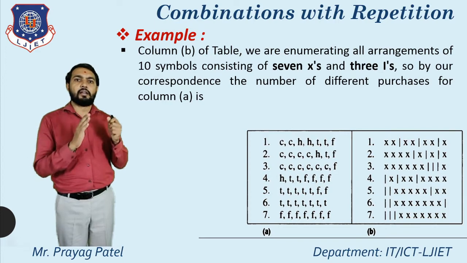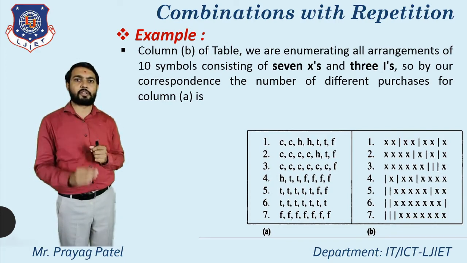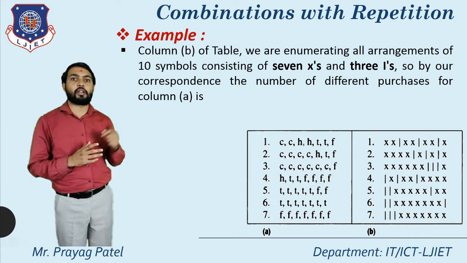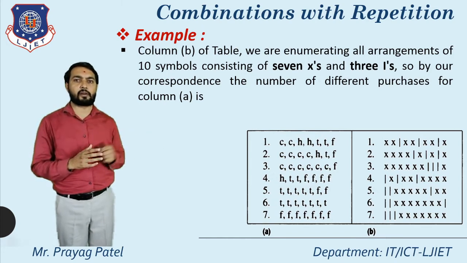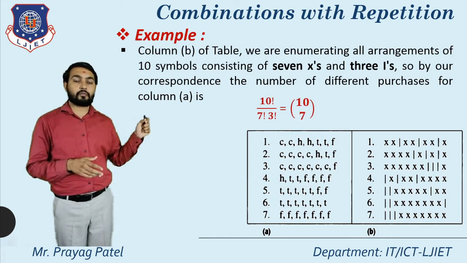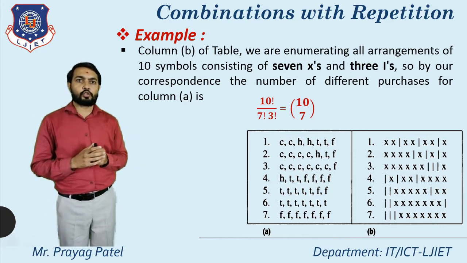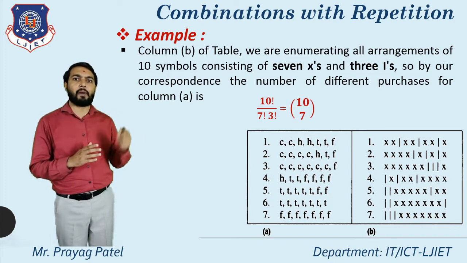So a total of 7 symbols are used for the X, for example for C, for H, for T and for F, and 3 symbols are used for the bar. So that means a total of 10 symbols are used in this figure. So here is how we can calculate the possibilities of that. Here a total of 10 objects are available with the X and bar.